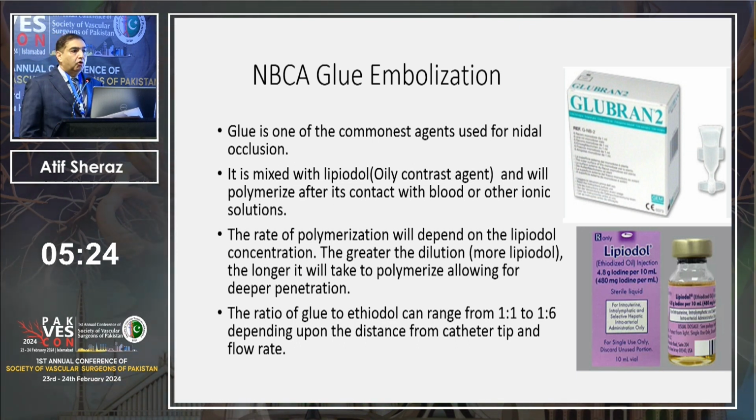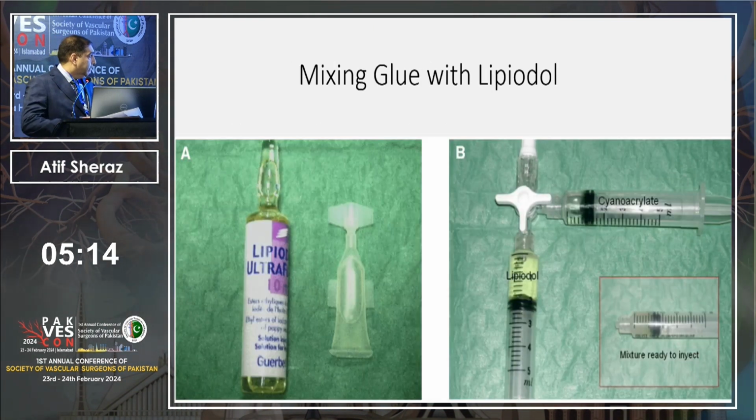So we have to decide how fast flow the lesion is. If it is slow flow, we will give a different concentration. We want it to polymerize later. If it is faster, we'll decide accordingly.